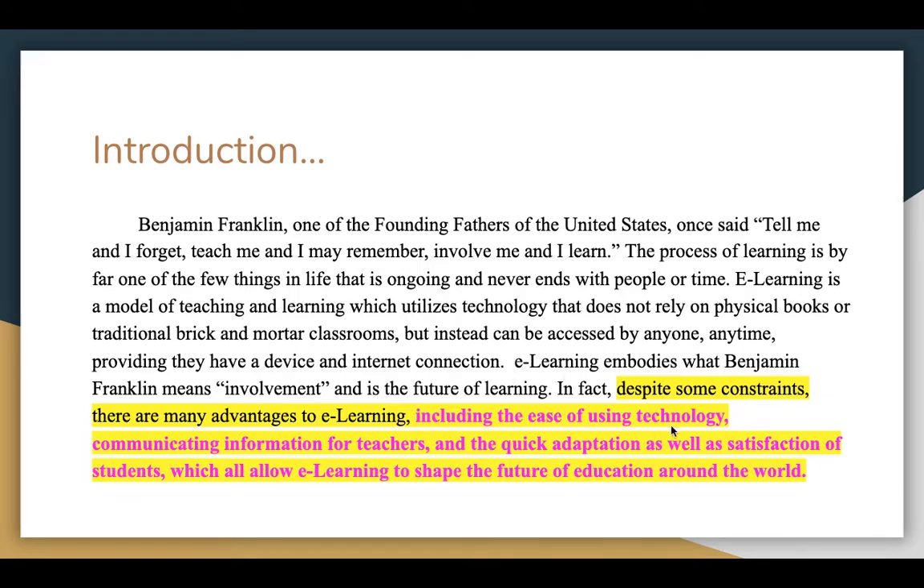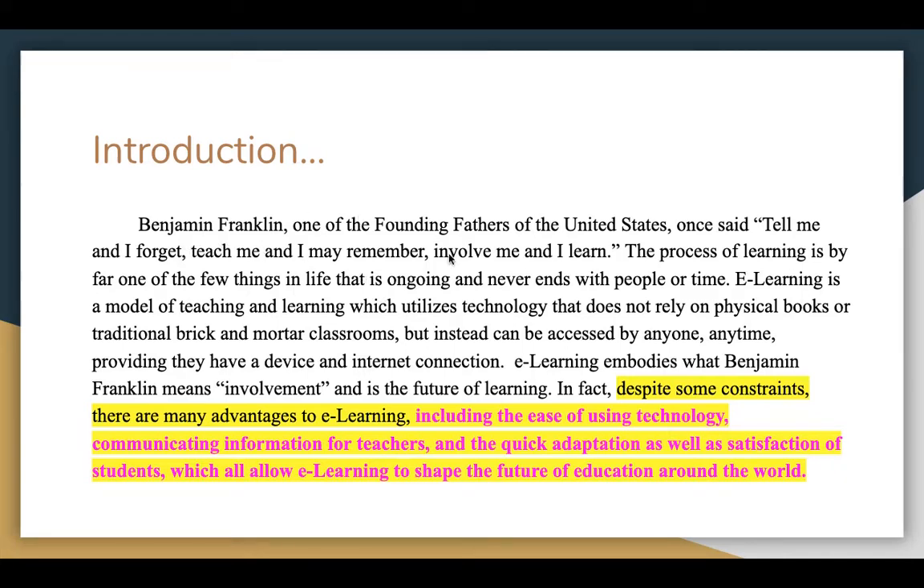I'm actually going to start with the thesis statement and then move backwards. So despite some constraints, there are many advantages to e-learning, including the ease of using technology, communicating information for teachers, and the quick adaptation as well as satisfaction of students, which all allow e-learning to shape the future of education around the world. Then we'll start from the beginning.